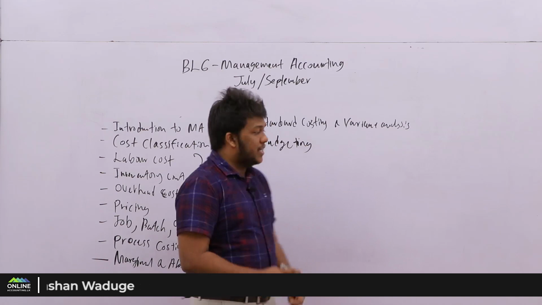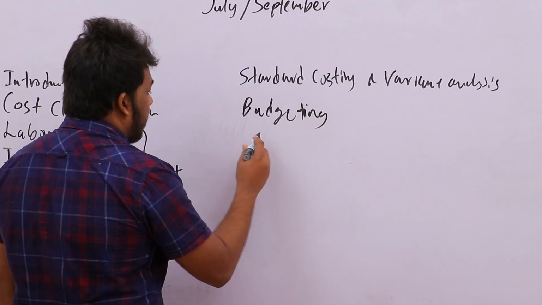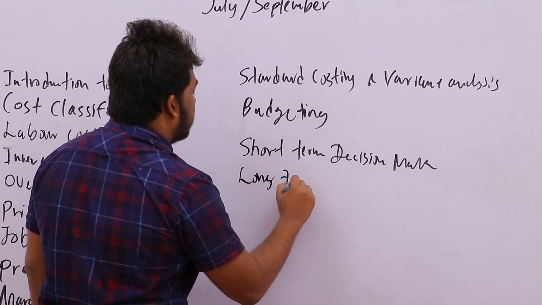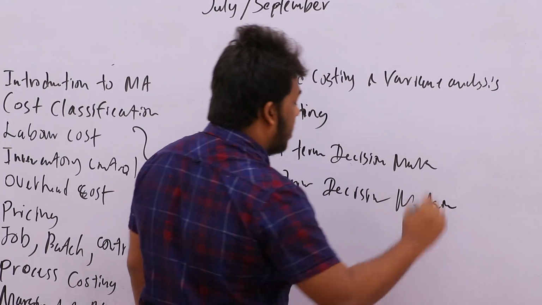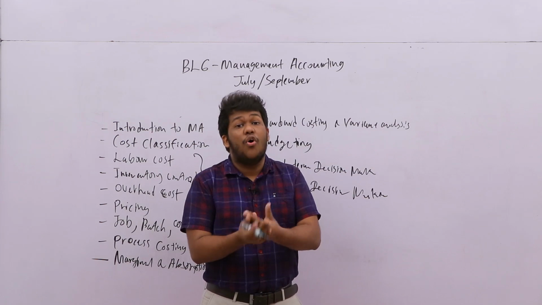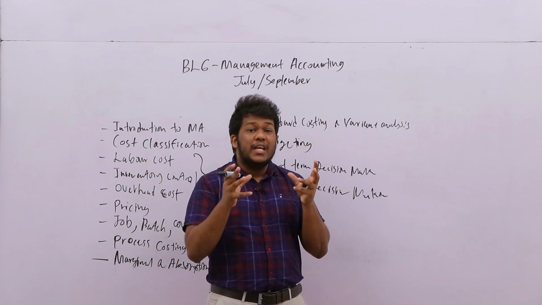So after budgeting, you will be having the decision making part. In that case, you will be learning short term decision making as well as long term decision making. In short term decision making, you will be learning how you are going to take decisions in the short run. It can be based on the relevant cost, the relevant material cost, the labor cost, and also there are specific short-term decisions.